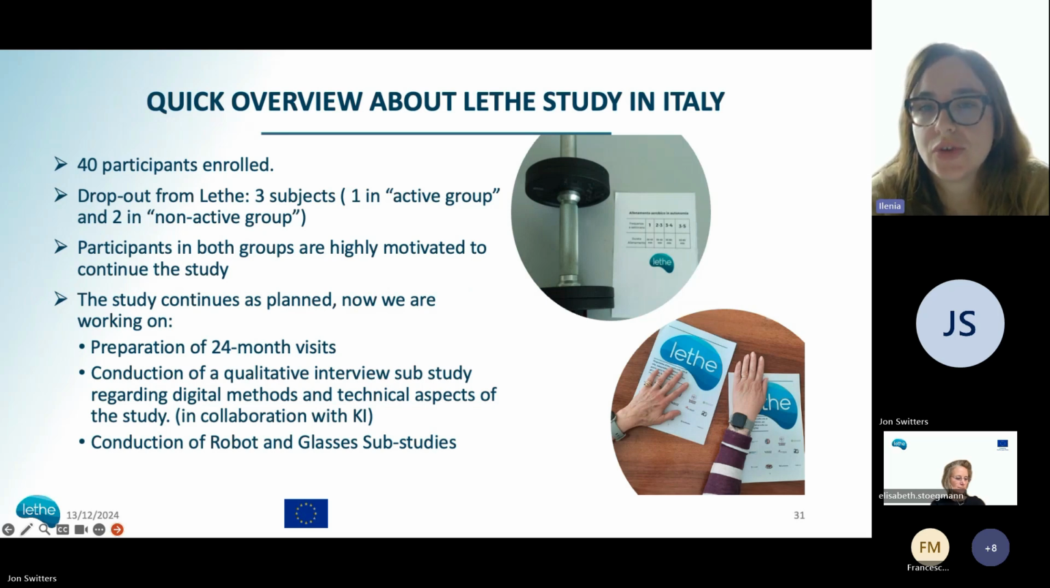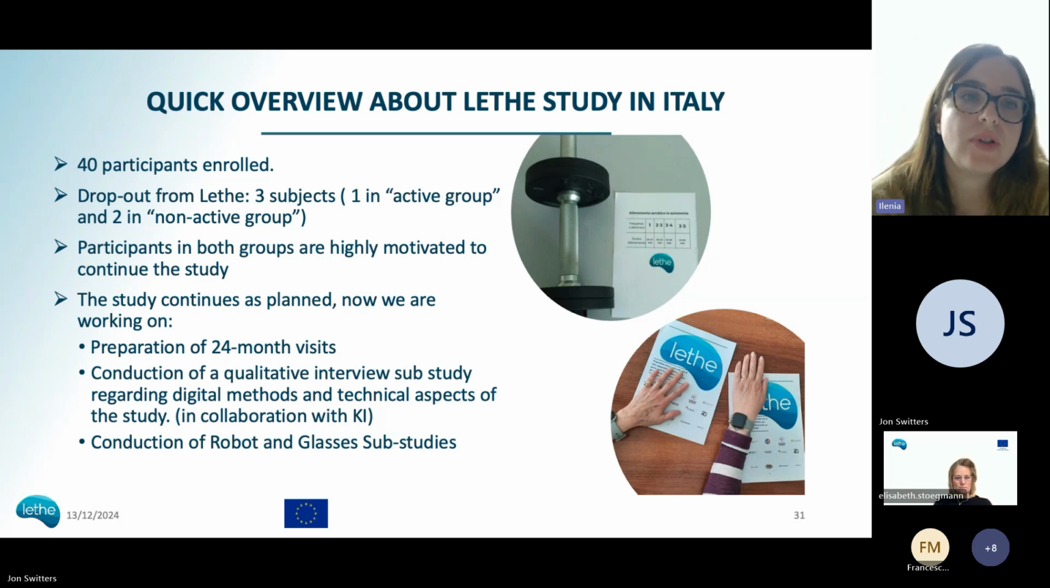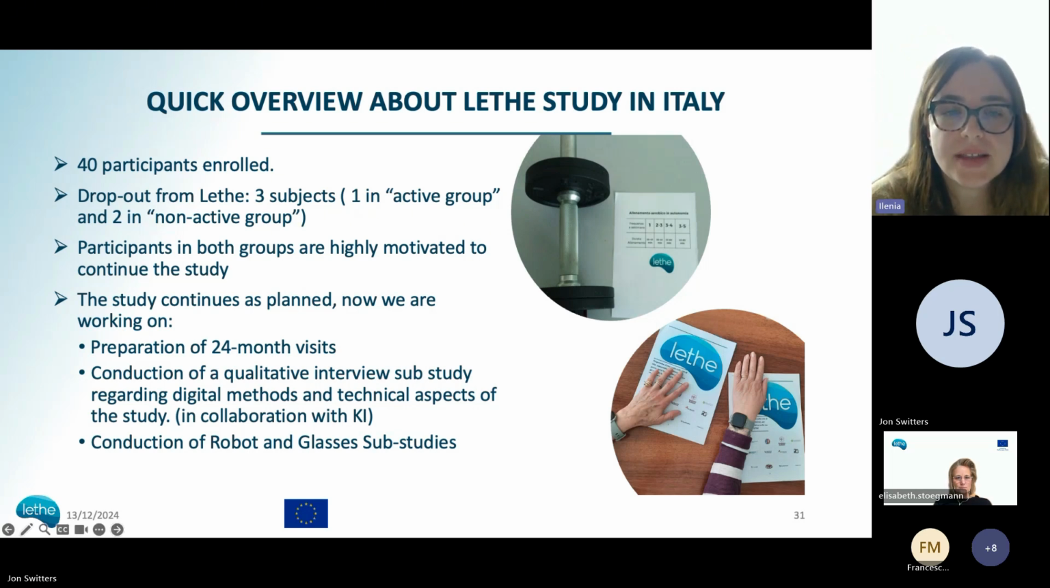Before talking about the Lethe sub-studies, I'll present an overview of the status of the Lethe study in Italy at the moment. We have enrolled 40 participants now, and three participants dropped out of the trial. One participant belonged to the active group, the intervention group, and two people belonged to the control group, the non-active group. Participants in both groups are very motivated and engaged to continue the study. The study is continuing as planned.